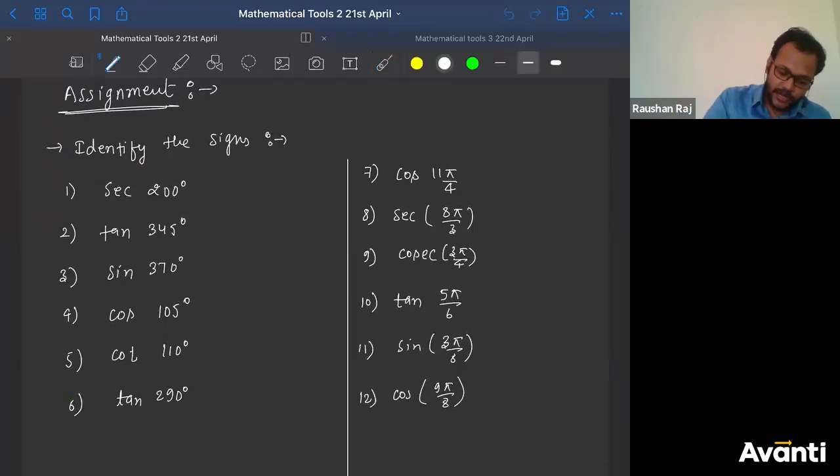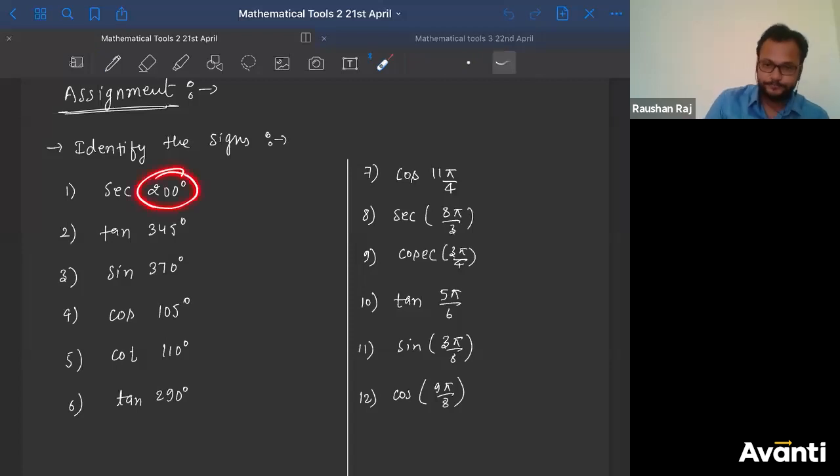Tell me in which quadrant this 200 degree will lie. So first quadrant 0 to 90, second quadrant 90 to 180, third quadrant 180 degree to 270 degree. That means this will lie in third quadrant. In third quadrant, what are these trigonometric ratios that are positive?